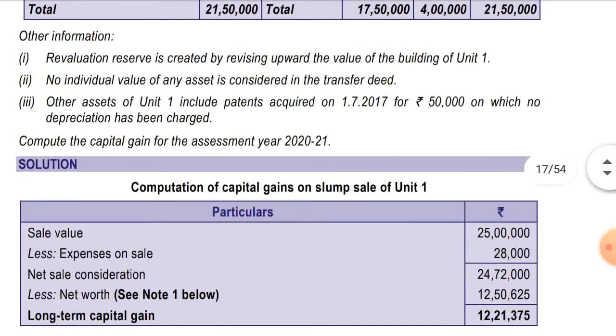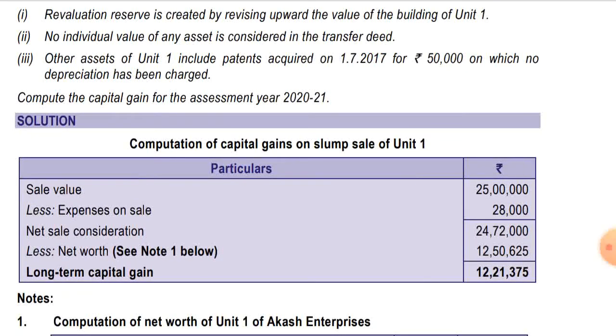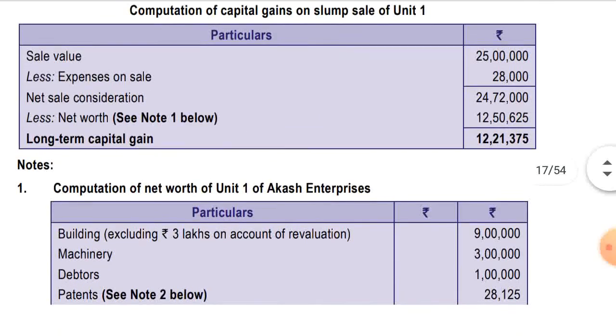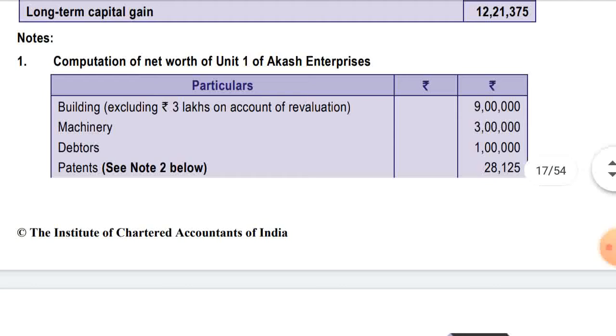Computation of capital gain on slump sale of unit 1. Sale value is 25 lakhs, which is given, less expense on sale 28,000. Net sale consideration is 24 lakh 72,000. Okay. Now they have computed the net worth. They have shown their net worth. Let's see note number 1 below. Computation of net worth of unit 1 of Akash Enterprise.